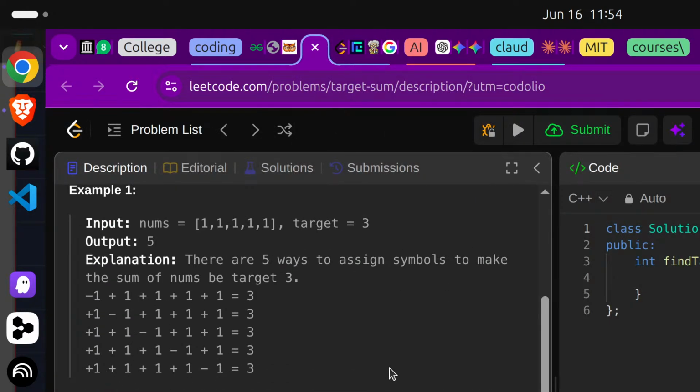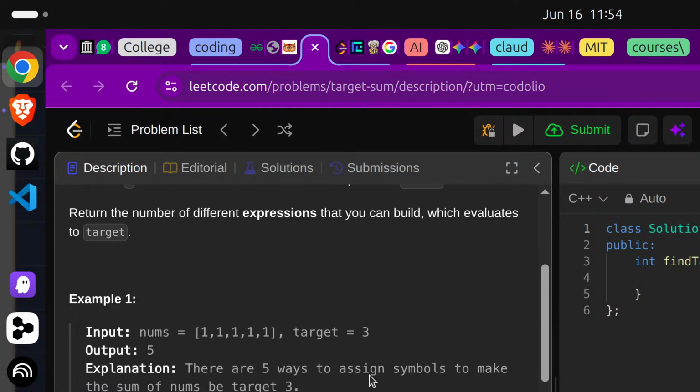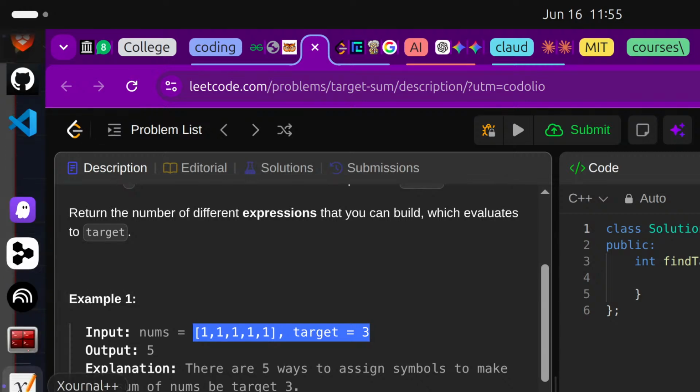Okay, so we have to find this. Okay, alright. So we have to find the number of ways, right? So if there is an array, how many ways can we find the target? Okay, let's discuss this.